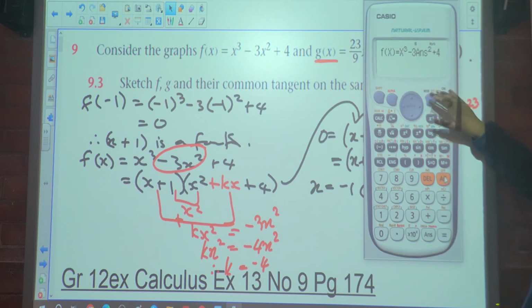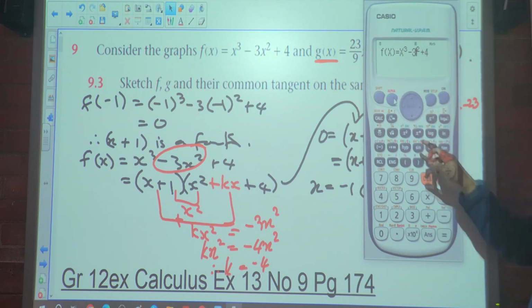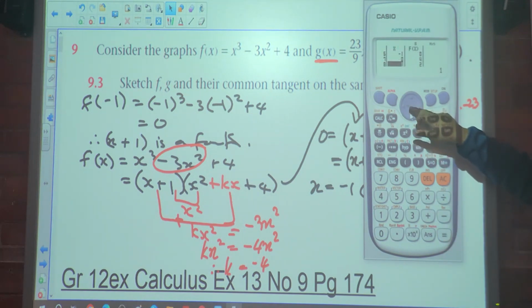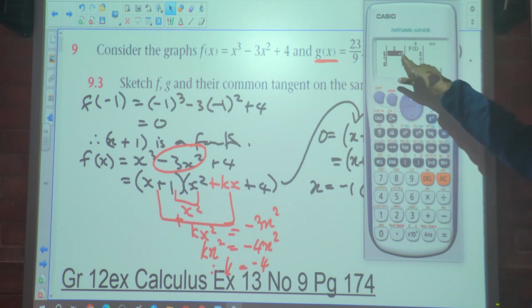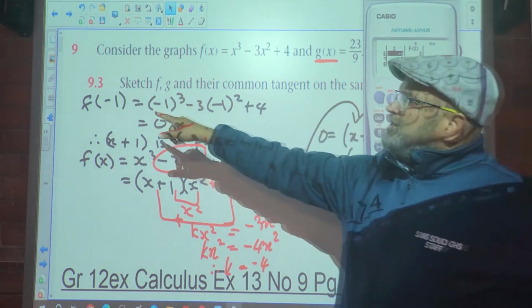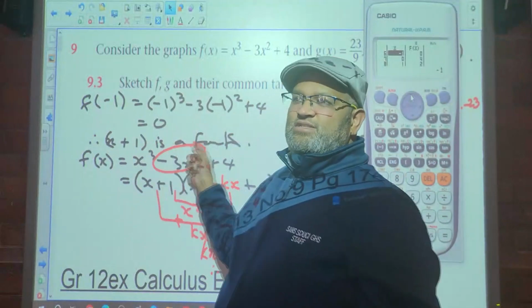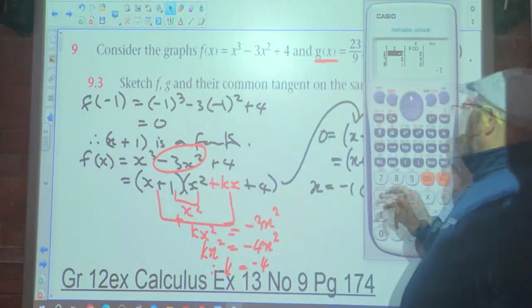Let's check again. It's x cubed minus 3. Why am I putting answer? Okay, so you get 0 now, and there we go. You see, if x is equal to minus 1, it gave you 0 there. So that is my solution. So now I substitute f of minus 1, get 0, and I conclude that x plus 1 is a factor.